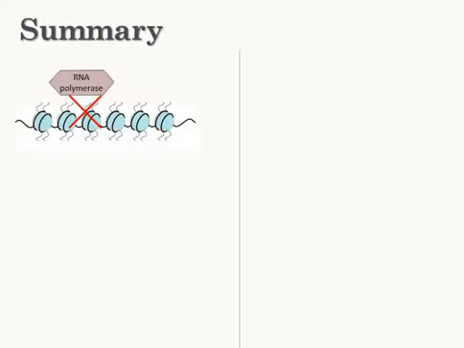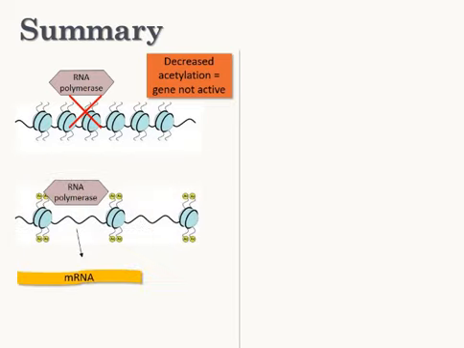And just a final summary to give you in diagrammatic form. If we do not have any acetyl group, so if acetylation is decreased, RNA polymerase cannot bind and the gene is not active. You cannot transcribe that gene. When there is increased acetylation, RNA polymerase can bind and can transcribe mRNA, so the gene becomes active.